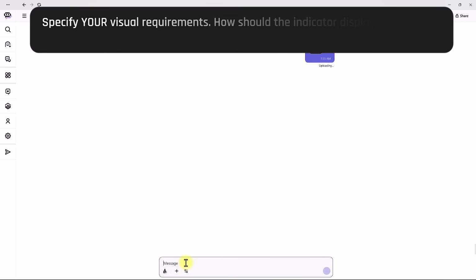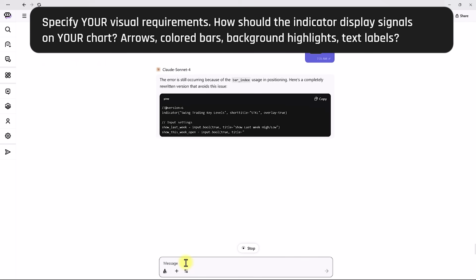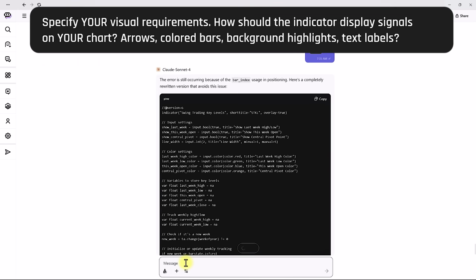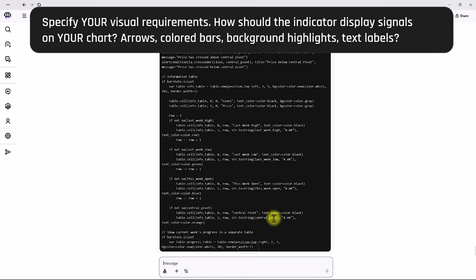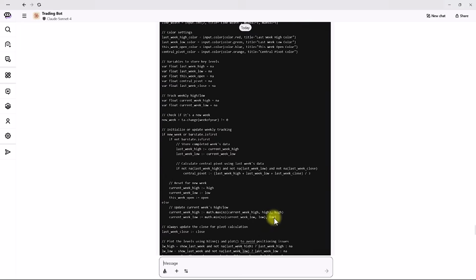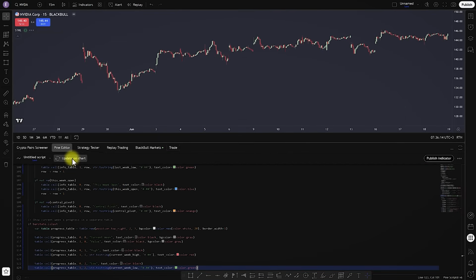Step 3. Specify your visual requirements. How should the indicator display signals on your chart? Arrows, colored bars, background highlights, text labels. The clearer your vision, the better your AI assistant can execute it. The AI will understand your trading logic and will convert it into executable code.